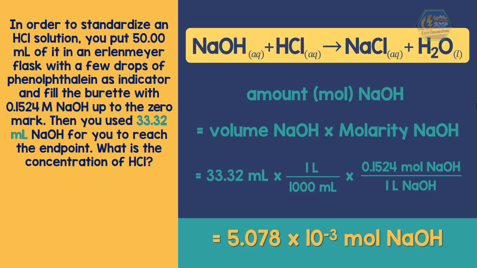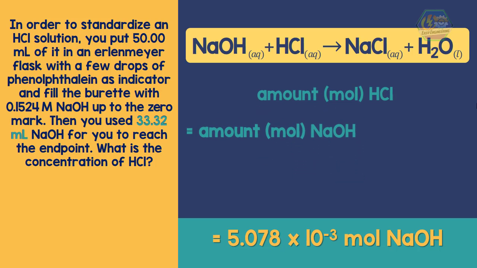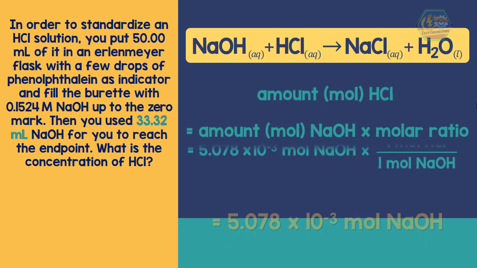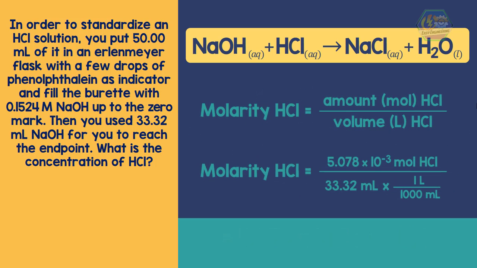Then from the balanced equation, we can convert the amount in moles of sodium hydroxide to the amount in moles of HCl. So we have. Then we can compute the concentration of HCl. We have. Hence, the concentration of HCl is 0.1016 molarity.